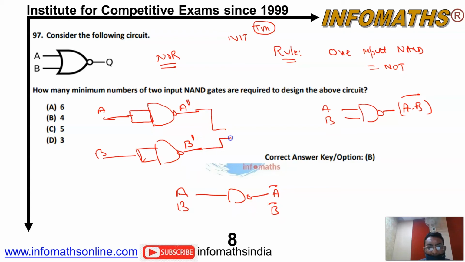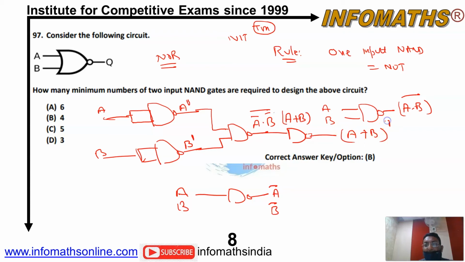Now combine these two with a NAND gate. When we enter A dash into B dash, then whole dash, it will be A plus B. Again pass this through a NAND gate and you will get A plus B whole complement, and that is equal to the NOR gate. So this is a NOR gate we have produced using one NAND gate, two NAND gates, three NAND gates and four NAND gates. The answer will be 4.